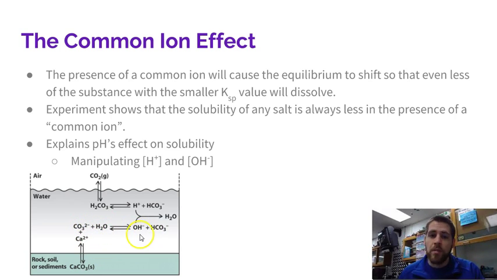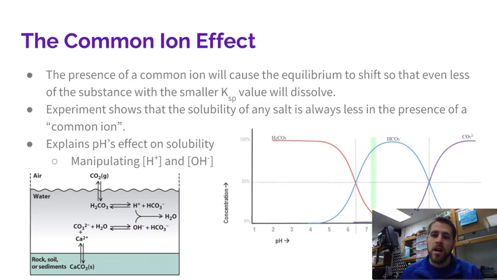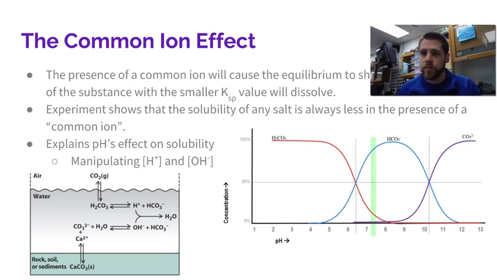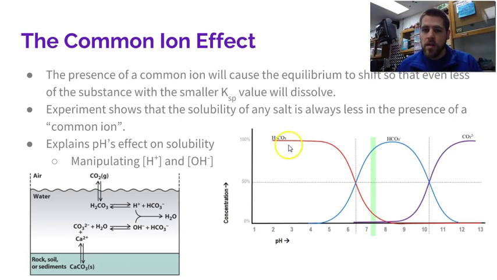You could end up with a lot more carbon dioxide dissolved in your water, which could affect the pH, and that's going to affect all kinds of other things. This is a really cool graph. So this is showing these three equilibriums kind of at play with each other.